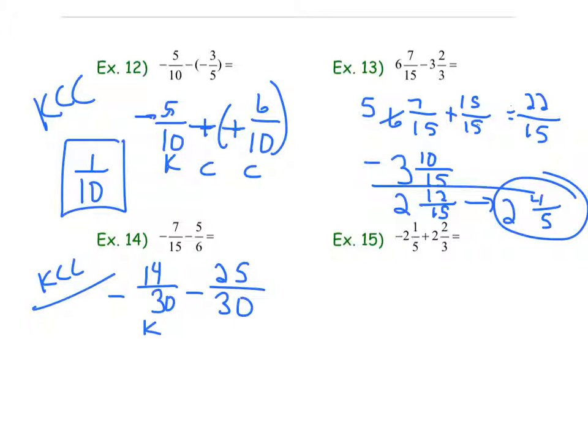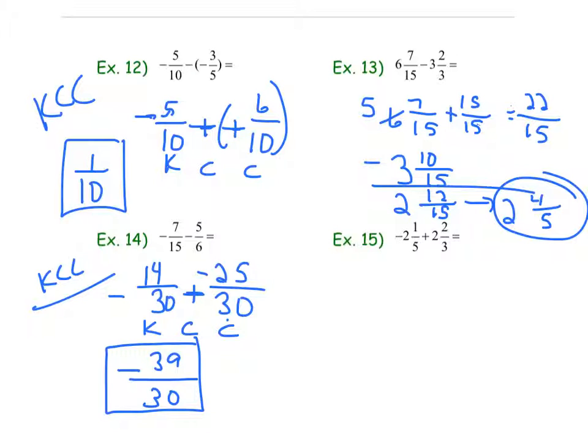So I'm going to keep the negative 14/30, change the subtraction to addition, and then change the positive 25/30ths to a negative. Now I can see that I'm adding two negatives. So all I have to do then is add the top numbers together. So I'd get, what is that, negative 39/30ths. And in algebra, you can actually keep that improper. So we will just keep that answer as an improper fraction, which is perfectly fine in algebra to do. If you want to change it, you can.